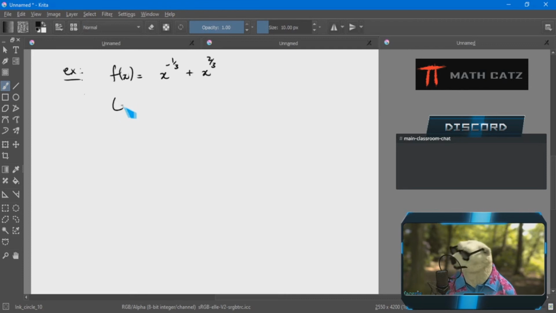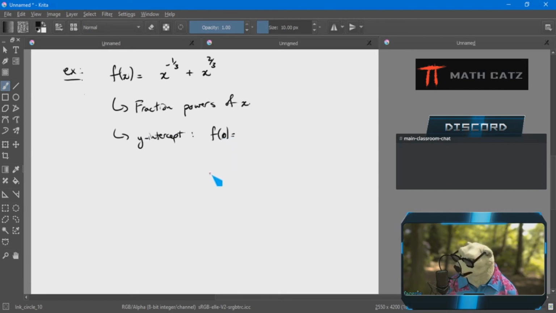So it's certainly something that I'm going to have to build my experience to understand. What do I expect here? Fraction powers. What do I expect is going to happen here? Now, we, at the very least, want to find the y-intercept. So that's a 0. And even that might seem a little confusing for some.